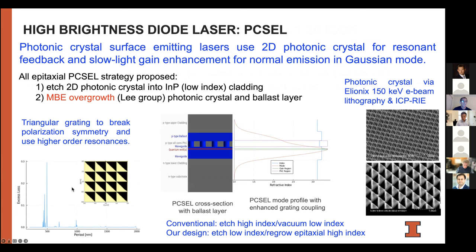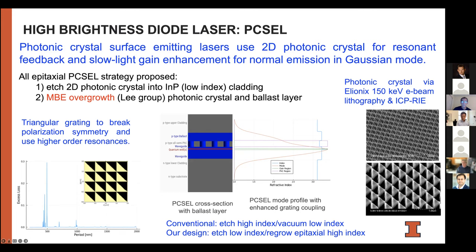This is some example. We're using essentially a triangular photonic crystal lattice to define our structure, which creates first order resonances around the 500 nanometer regime, which implies that we need to use E-beam lithography. That's good because here at Illinois, we have one of the best machines in North America to do this, a 150 keV machine. Here are some examples of some of the patterns we've written.